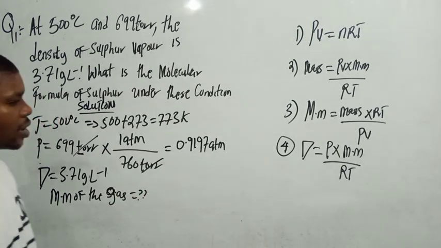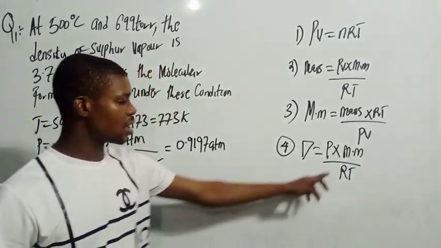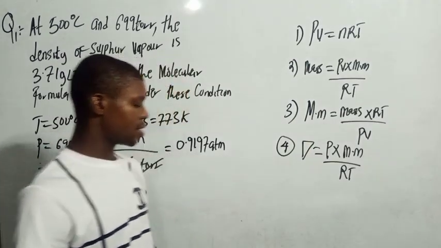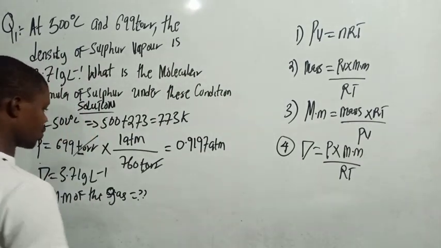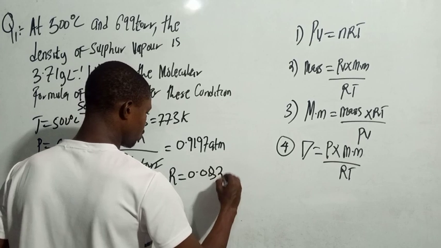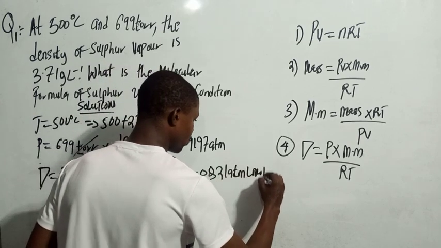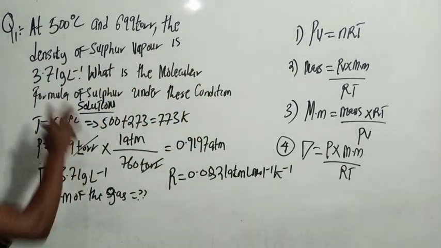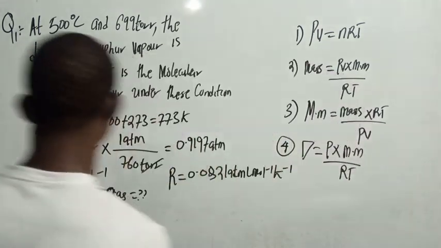Of course, we are going to use this formula here. The main reason why I use this one is that here I can easily calculate the molar mass of the gas, since we know the density of the gas, we know the gas constant, and we know the temperature. Remember, the gas constant R is equal to 0.0821 ATM liter per mole per Kelvin. I want to write this down here because I don't think we need this stuff again.